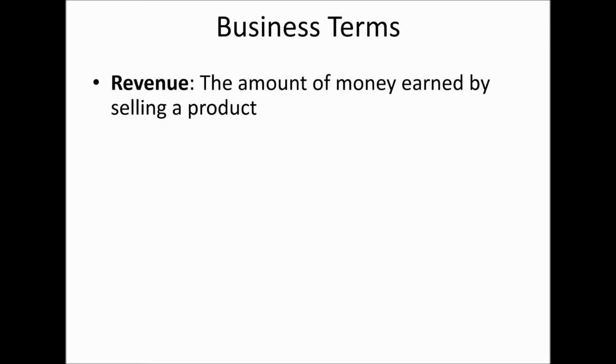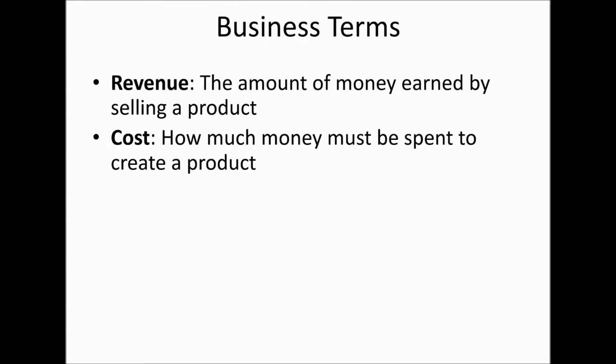First of all, we're going to start by defining some vocabulary terms. Most of the examples that we deal with in this section are from the business world, so the terms we're going to define come from the business world as well. First of all, revenue. Quite simply, that's the amount of money that you earn by selling a product. It's the money coming in. Offsetting that is cost. How much money needs to be spent in order to create your product, whatever it might be.